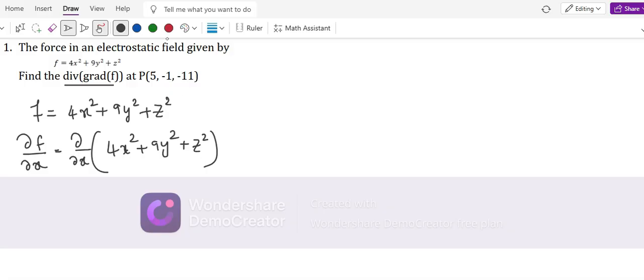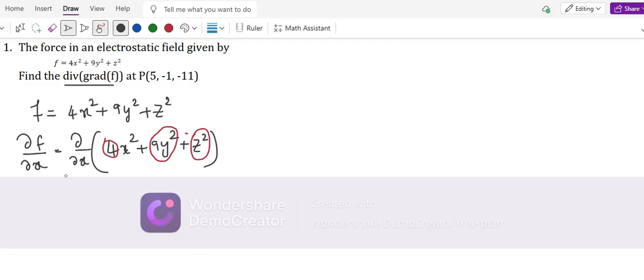Right? So here first we need to mark the constant terms, because since we are doing partial differentiation with respect to x, other than x all are constant. So 4 is constant, and this 9y² is constant, and this z² is also constant. So now let us do the differentiation.